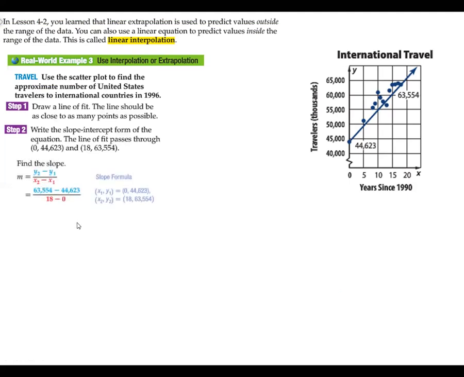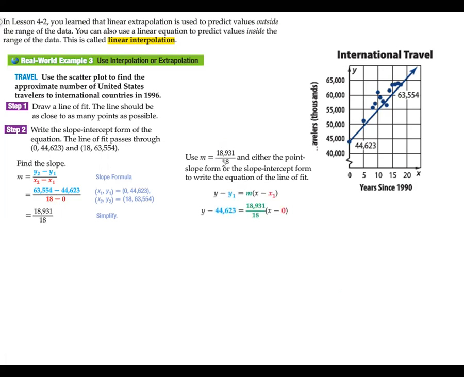So we find the slope, y2 minus y1 over x2 minus x1, and 18,931 over 18. We're just going to leave that fraction like that. If you wanted to convert it to a decimal, go ahead. That's fine. No big deal there. So we use that as the slope and the y-intercept as our other point. Put it in point-slope form. Solve for y, and you get this as your equation.